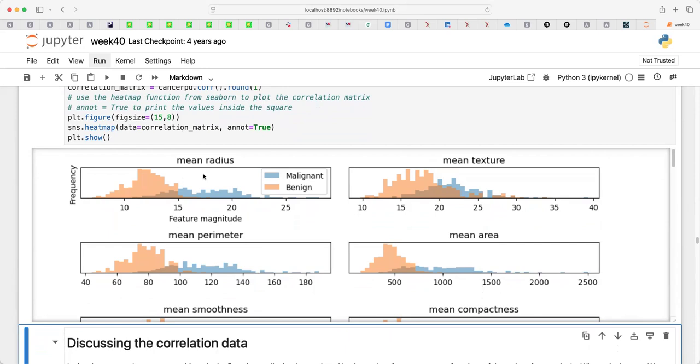And you will see then that for the mean radius and the mean area, the mean perimeter, these are some of the 30 features which a pathologist would typically pick out in order to classify a tumor.